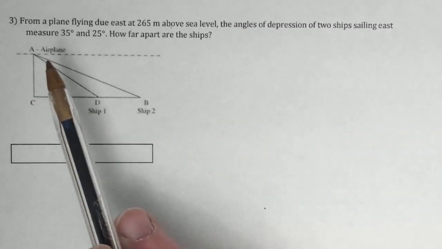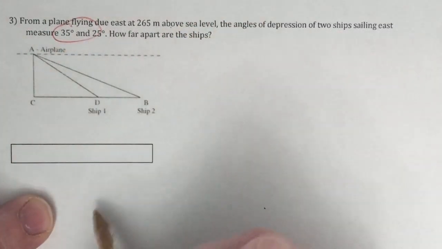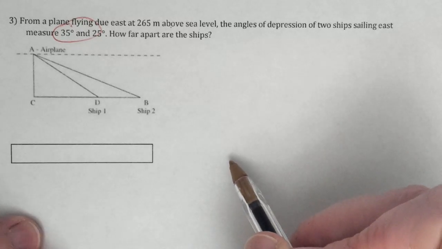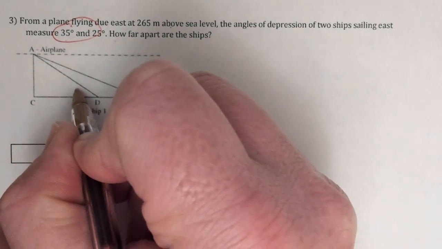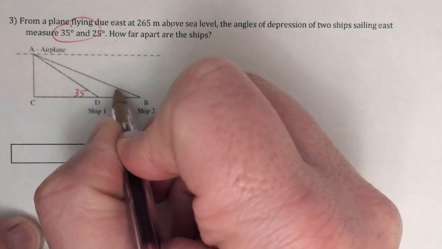All right, number 3. Okay, this one. Now you see how they gave you 2 angles? So that means you're going to have to draw 2 triangles. So we have 35 and 25. So 35 is bigger, so that's the fatter one. And 25 is right here.